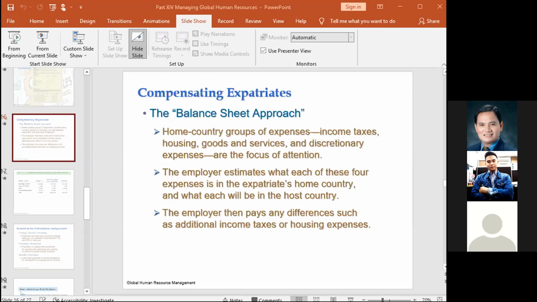Third is the mobility premium. These are lump sum payments to reward employees for moving from one assignment to another. So if they move from assignment to assignment, the employer also gives them this incentive, the mobility premium.